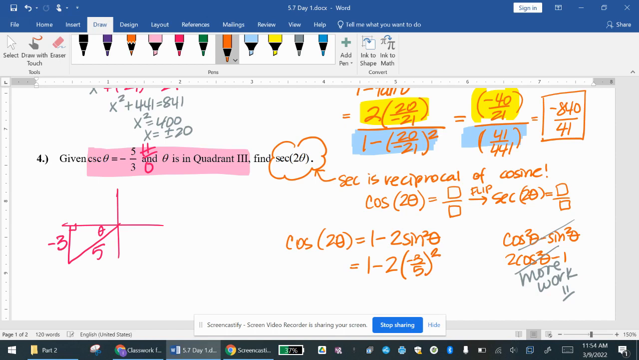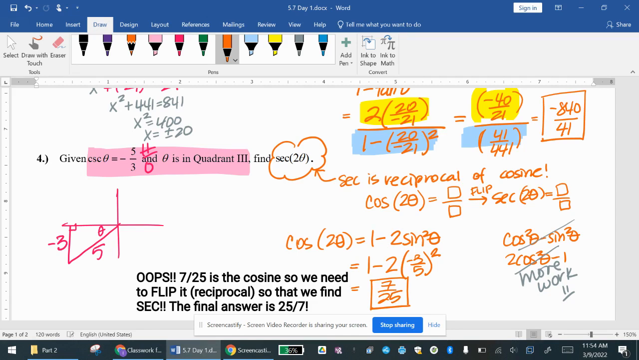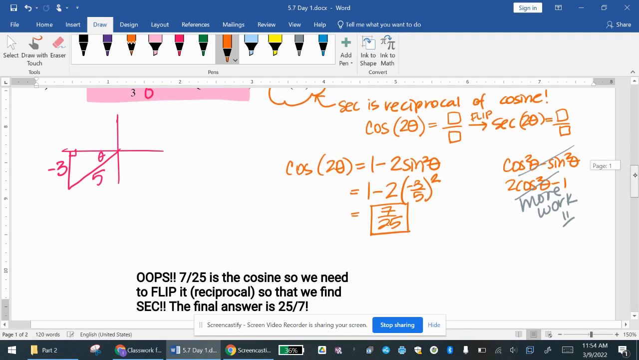So pause the video, go ahead and put this in your calculator. And if you did it correctly, you should have an answer of, so pause the video right now if you haven't finished typing it in your calculator. Push play when you're ready. 7 over 25.